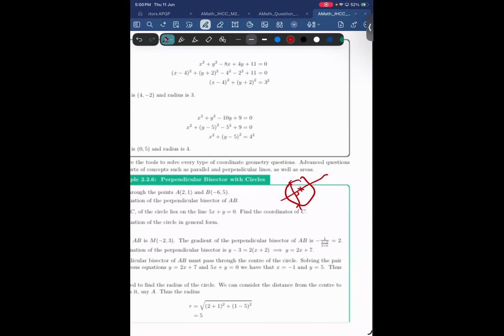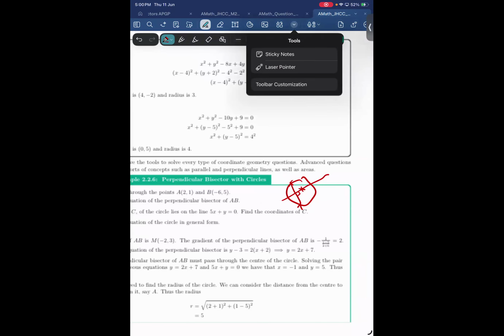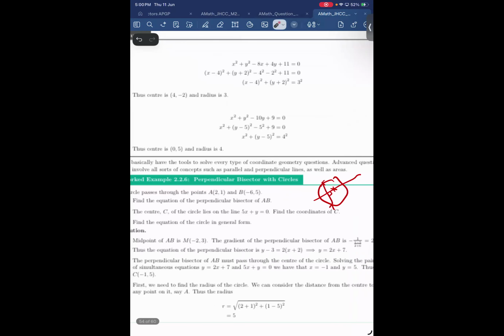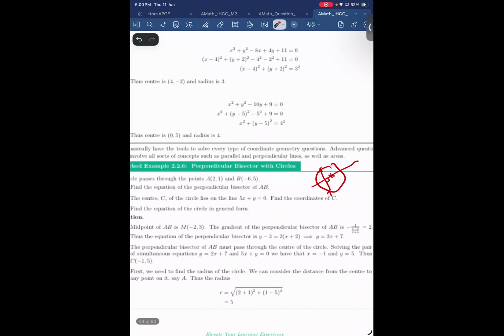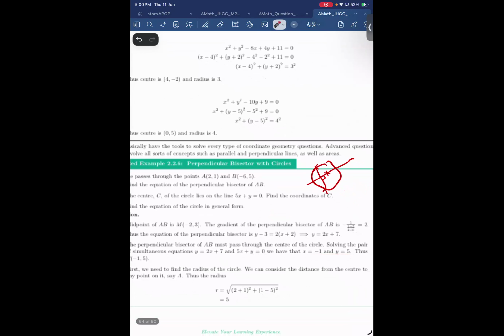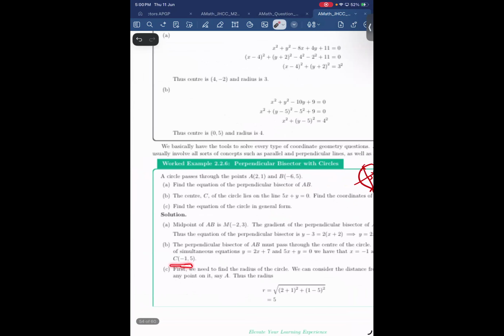The perpendicular bisector passes through the center of the circle, and I also tell you that the center of the circle lies on this line. That means you can just use simultaneous equations to find the intersection, which gives the coordinates of the center. In this case, if you solve it, it will be -1, 5. So the center is (-1, 5).